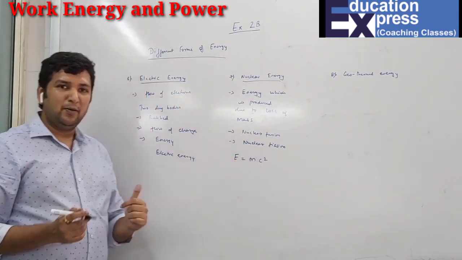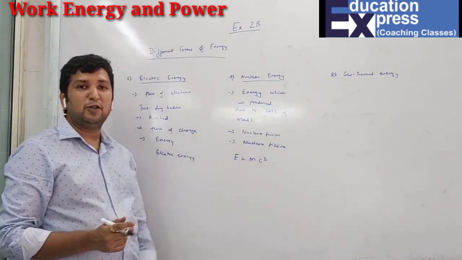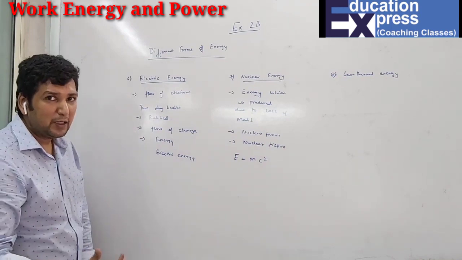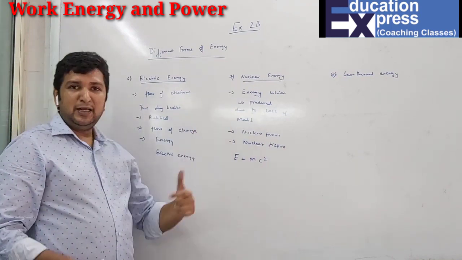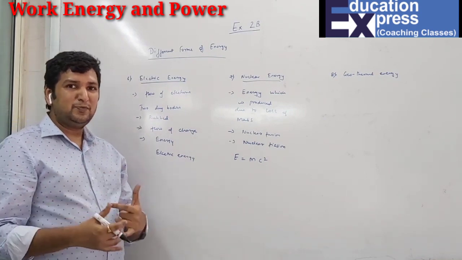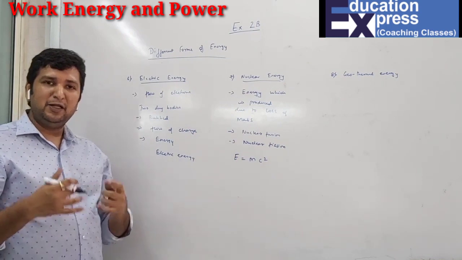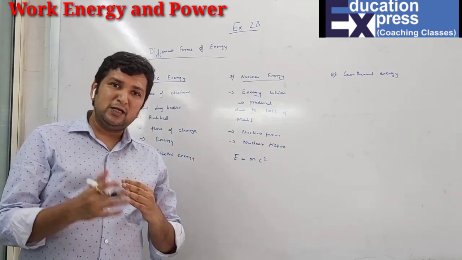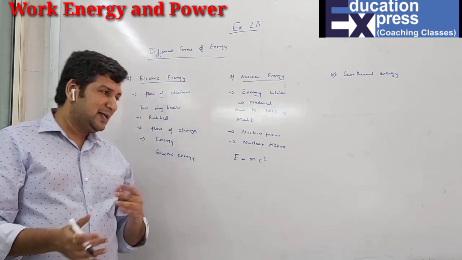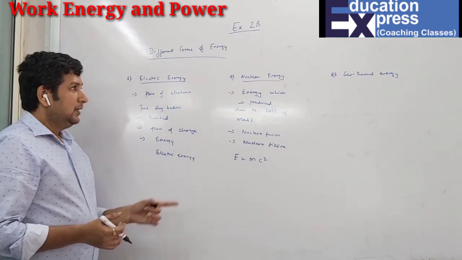It's an Einstein formula where E stands for energy, m stands for loss of mass, and c stands for the speed of light in air. So I repeat, nuclear energy is the energy which you get because of the loss of mass, which normally takes place during nuclear fusion or nuclear fission. That loss of mass gets converted into energy by the formula E equals mc square.